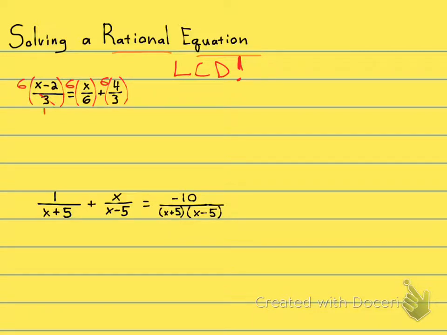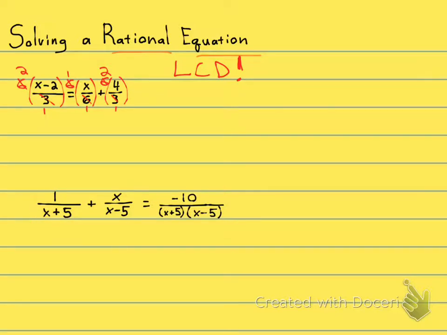3 goes into here once. 3 goes into here twice. Your denominator's gone. And watch what happens here. 6 goes into here once. 6 goes into here once. Denominator's gone. 3 goes into here once, 3 goes into here twice. So all of your denominators will go away. All right. I will show you how to solve this in another step, but right now I'm just talking about the LCD. Let's look at this problem down here.